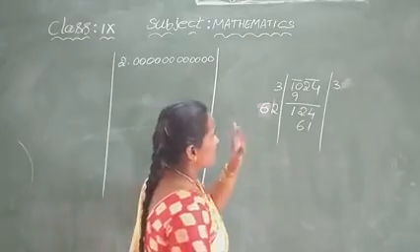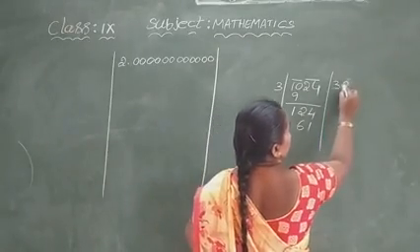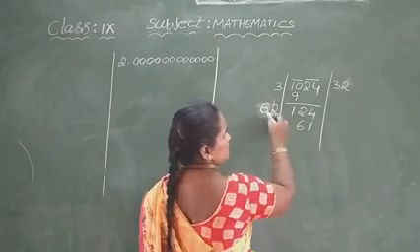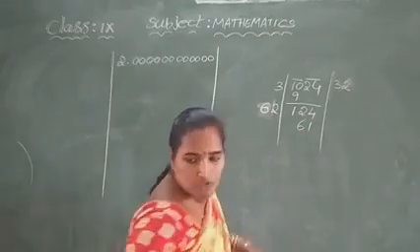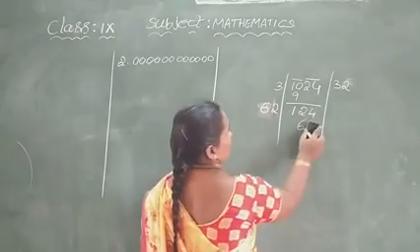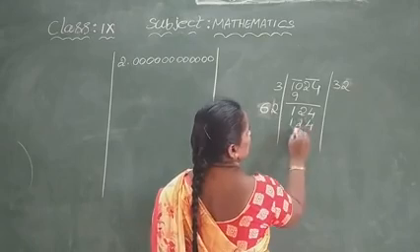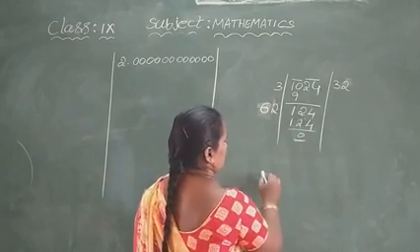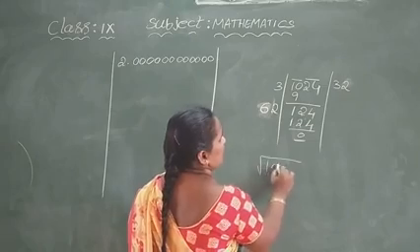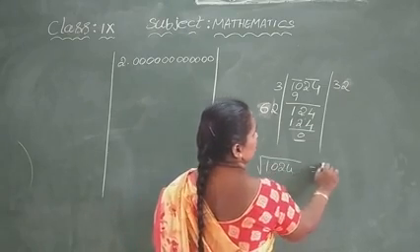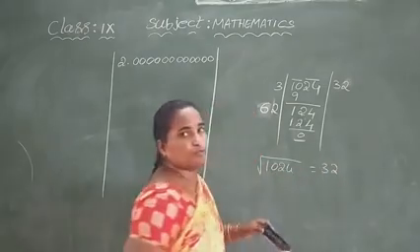You take the same digit number in the quotient. 62 twos. How much? 62 twos. How much more? 2 twos are 4, 2 sixes are 12. Then the remainder is 0. Then the square root of 1024 is equal to 32.